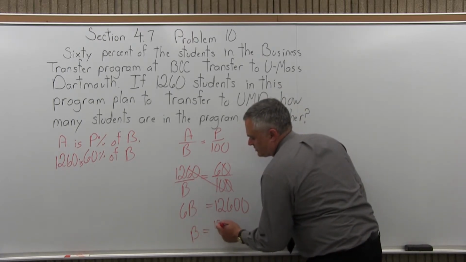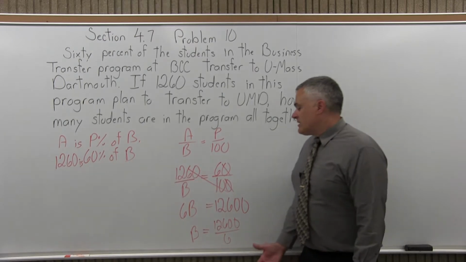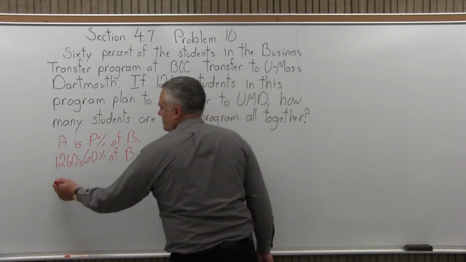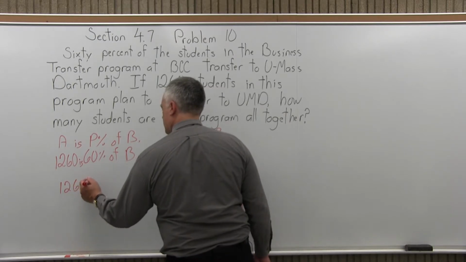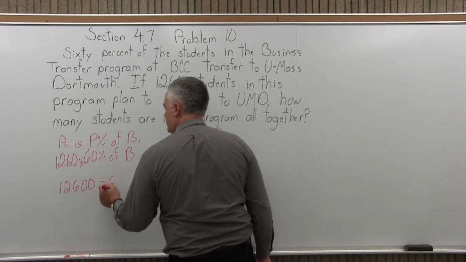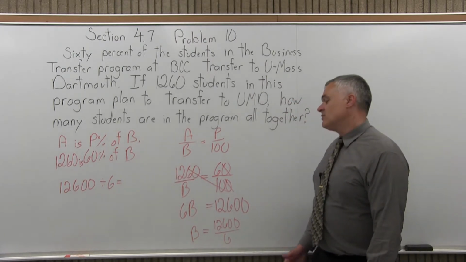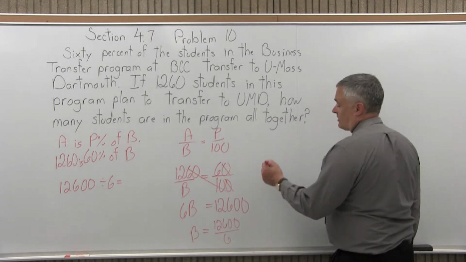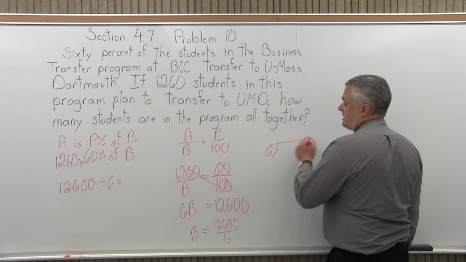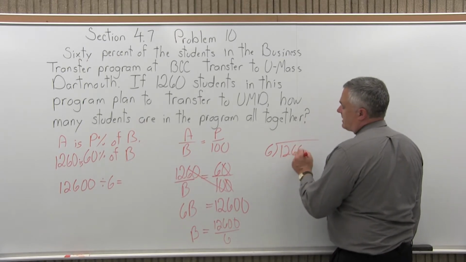B is 12,600 over 6. Now, if your math teacher allows you to use a calculator, what you do is you put in the numerator, divide by the denominator, equals, and you'll get your answer. If your math teacher does not allow you to use a calculator for class, you just have to do it the long way. So the denominator of 6 divides into the numerator of 12,600 how many times?